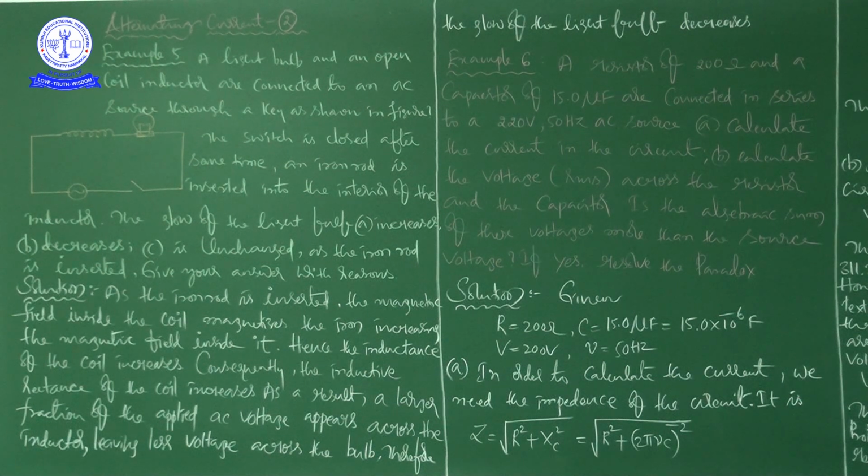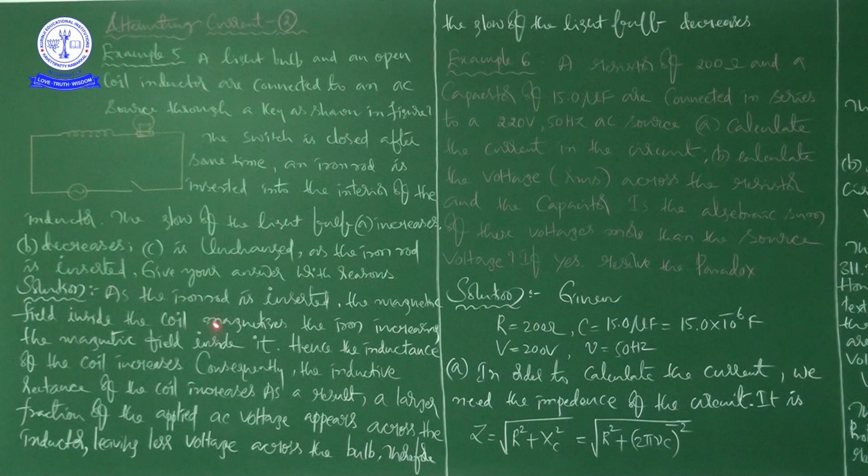So when there is less voltage, automatically you can expect what happens to the glowing of the light bulb. It will be decreased. Okay, see here, as a result, a larger fraction of the applied AC voltage appears across the inductor, leaving less voltage across the bulb. Therefore, the glow of the light bulb decreases. Okay, so even the solution also you have to see step by step.